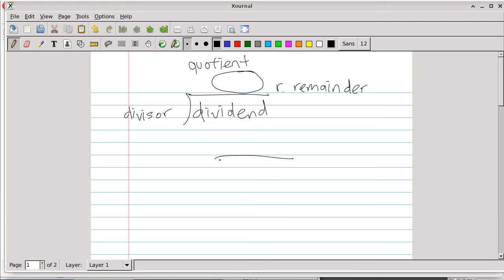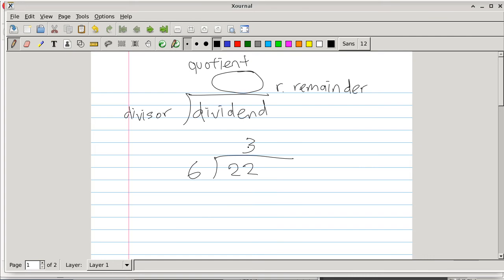Okay, let's do one that is kind of obvious. 22 divided by 6. What is the quotient of 22 divided by 6? How many 6s can I fit into 22? 3. And then how do you write the remainder? Just a number next to it? A decimal? That wouldn't make sense.